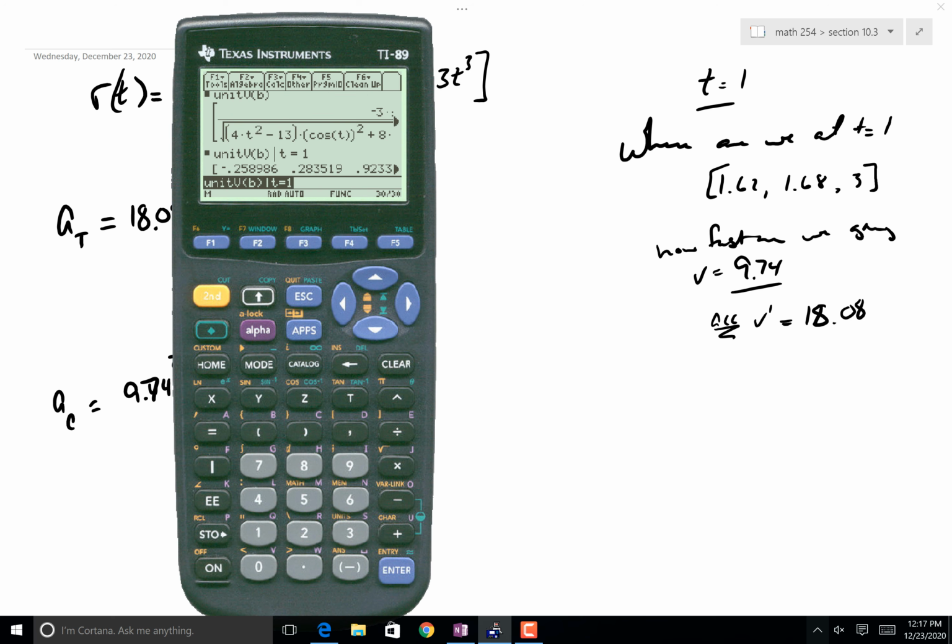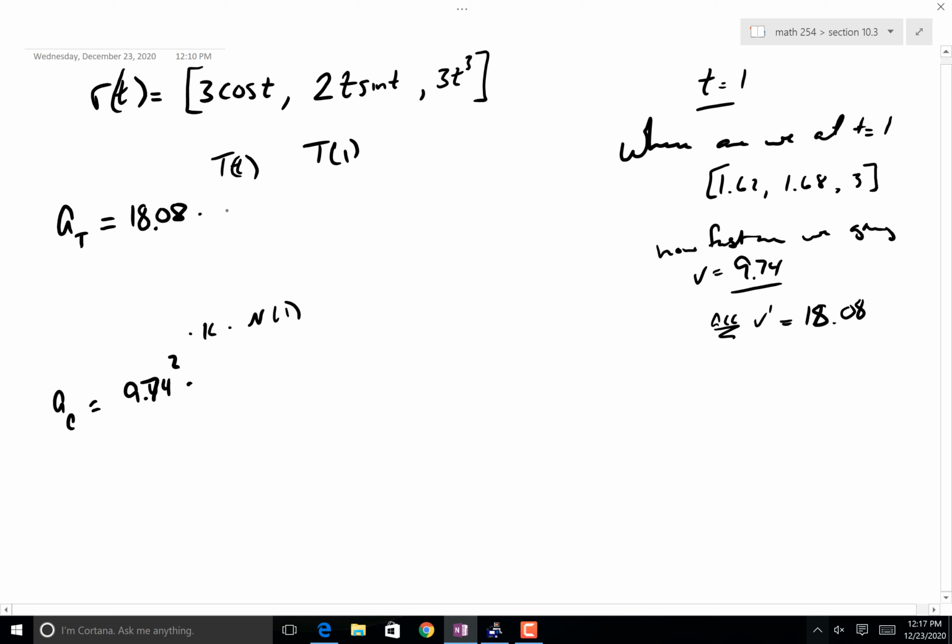So, negative 0.26, 0.28, and 0.92. Okay, we know that this is a unit vector. It's 18 units long. That's a lot. It is. It's a bit, if you will.